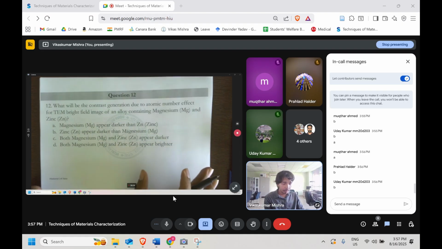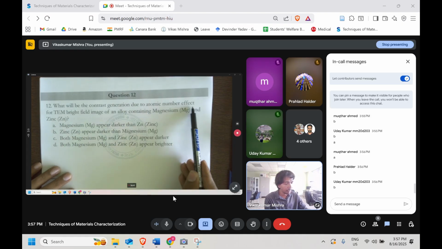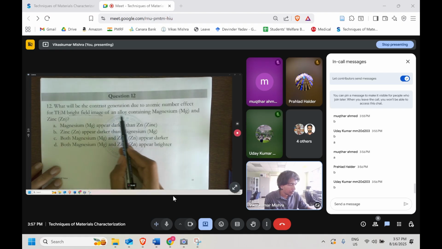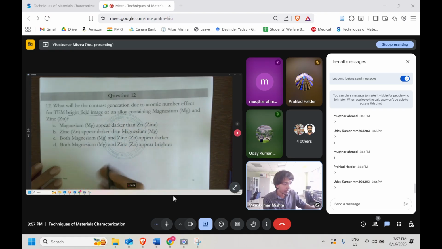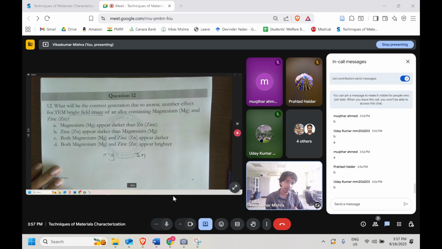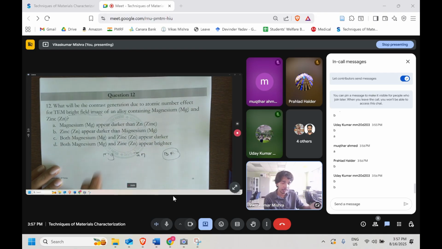Now, a little bit of thinking we have to do. What will be the contrast generated due to the atomic number effect for the TEM bright field image of an alloy containing magnesium and zinc? So we have magnesium, we have zinc, and we are talking about the bright field mode, where we are seeing the direct beam. Zinc will appear dark. Okay, Uday is telling that the zinc will appear darker than the magnesium.